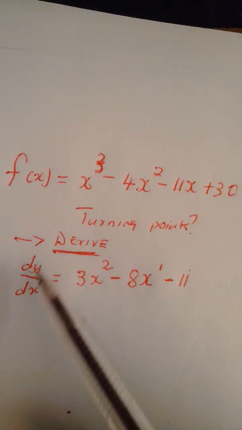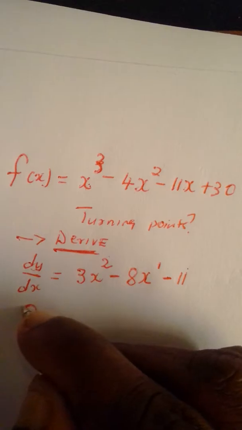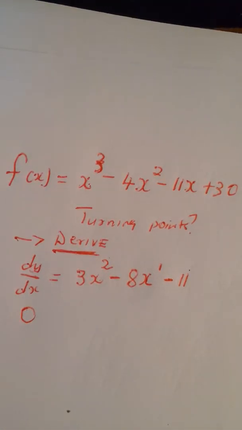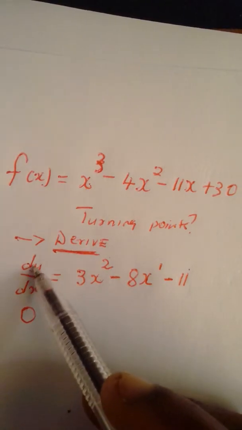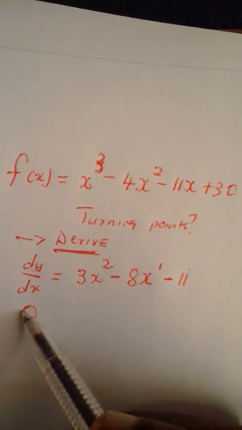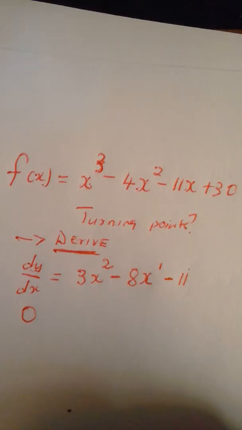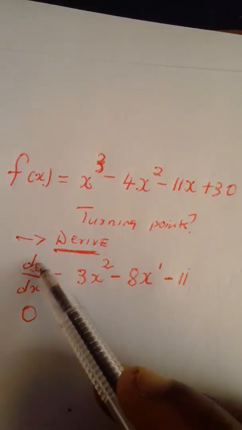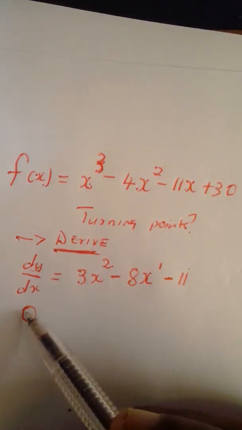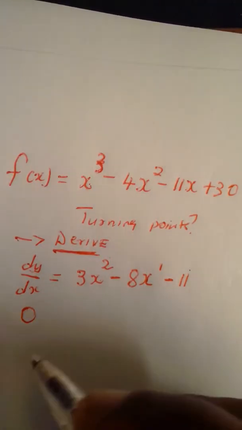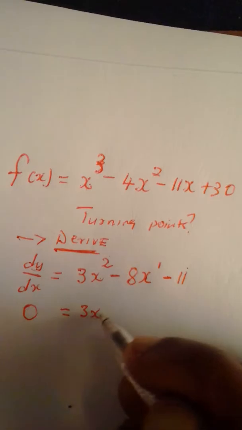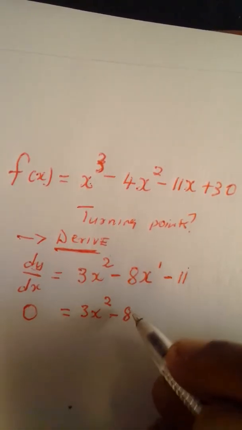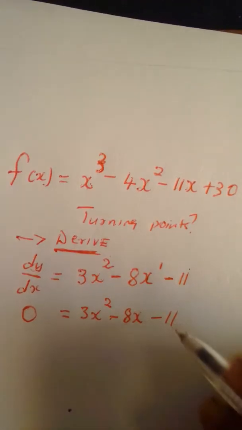Now you say dy over dx, you put it 0. Why do you say dy over dx 0? Simply because you are looking for the turning point. There is something that you should know, guys. At the turning point, dy over dx is always 0. So whenever you see the turning point, you should know that dy over dx is 0. So you say 0 equals 3x squared minus 8x minus 11.